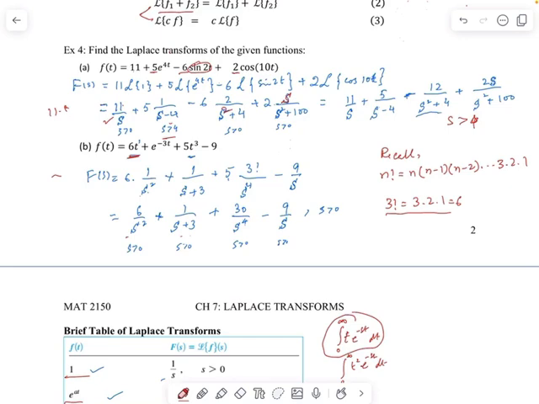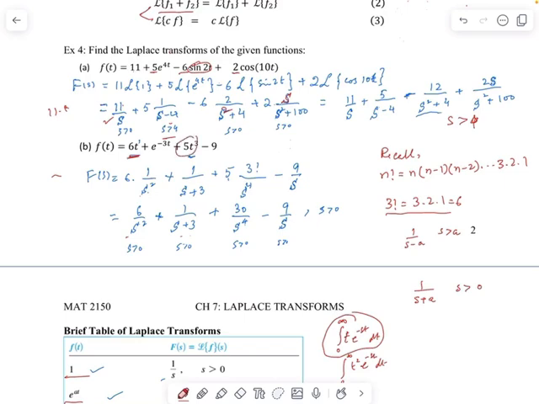Now note here that if we have 1 over s minus a, then the domain will be s is greater than a. But if I have 1 over s plus a, then we have s is greater than 0. We do not say s is greater than negative a, because s cannot be negative. Okay, so going further, now the third term here is 5t cubed.